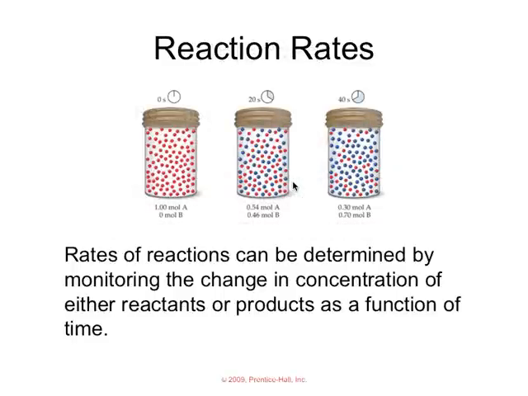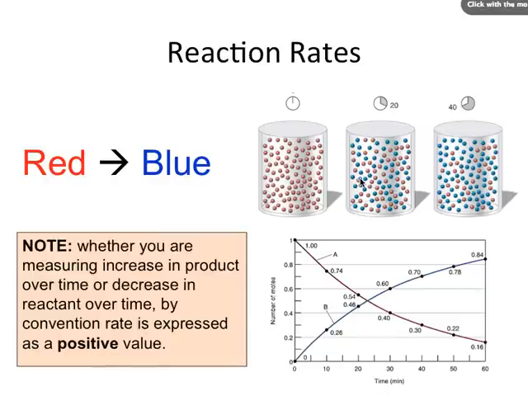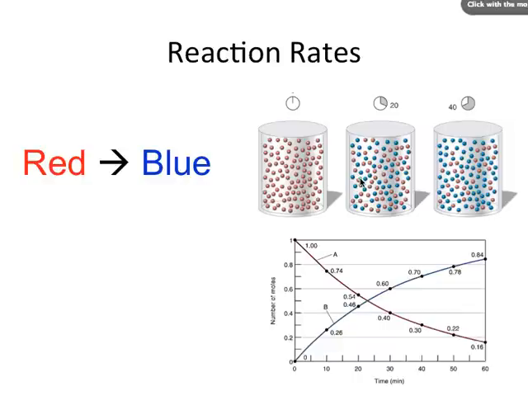The rates of reactions can be determined by monitoring the change in concentration of either reactants or products as a function of time. So in this reaction, what we're looking at is A going to B. The red is my reactants, the blue is my products, and you can see hopefully that the amount of blue in the containers increases over time as I go left to right. If we were to graph this change over time, we would see that if I look at the red, I start off with the concentration and it decreases over time as those reactants are reacting and becoming products.